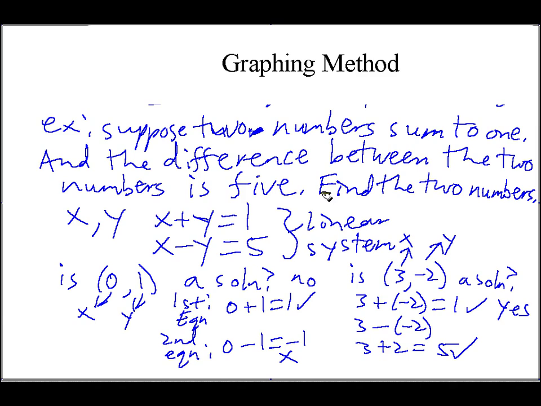For this word problem, the two numbers are what? 3 and negative 2. Okay. Now let's talk about how we can get the solution of this answer. Right? 3, negative 2. How do I get this solution then? By graphing, if you will.